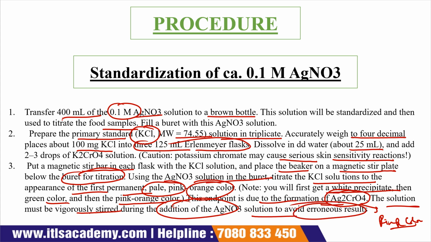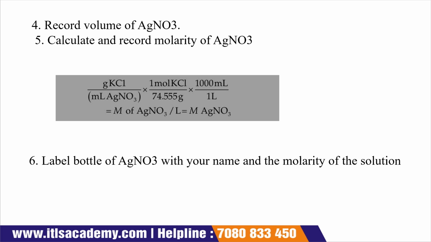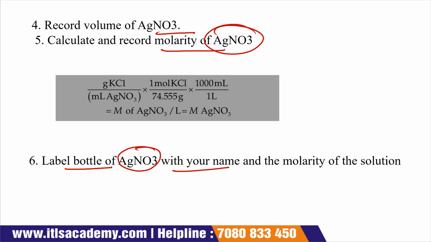The solution must be vigorously stirred when we are adding the AgNO3 solution, so that it will avoid erroneous results. Now the next step is to record the volume of silver nitrate used, and then calculate the molarity of the silver nitrate using this formula. This is the formula which we use to calculate the molarity of the AgNO3. Then we label the bottle with the AgNO3 mark, and also mention our name and the molarity of the solution. Now come to the next slide.